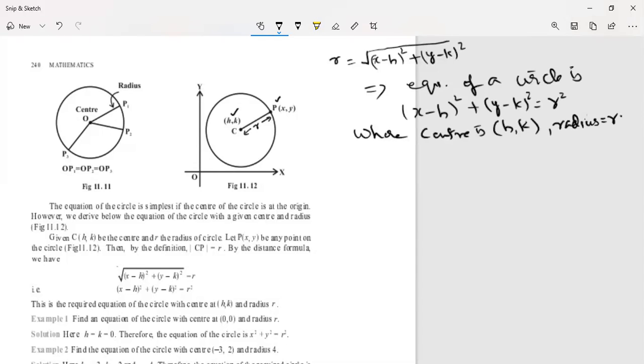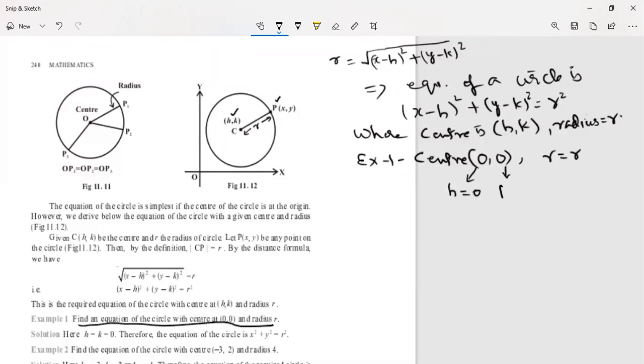Okay, so very simple. If the center and radius are given, we can find the equation. For example, example number 1: find an equation of the circle with center (0, 0) and radius r. When the center and radius are given, we can use this formula. The radius is already r. So we can put in this equation: center (0, 0) means h is 0, k is 0, and r is equal to r.